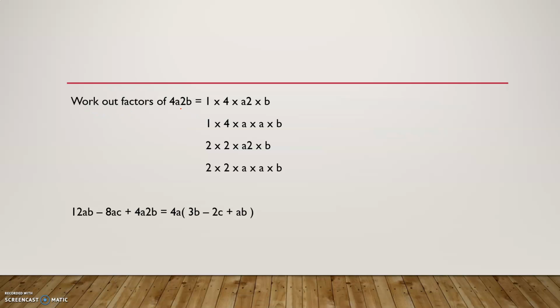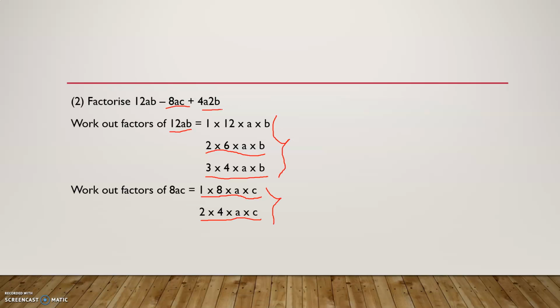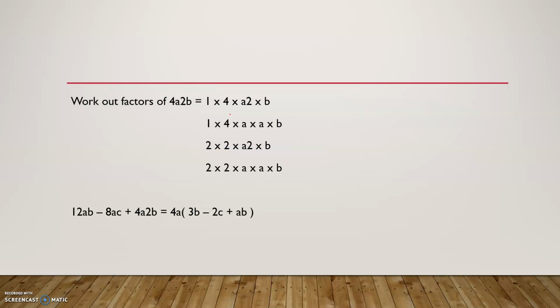Next, work out factors of 4a squared b, which is this term. We can write 1 times 4 times a squared times b. We can break this a squared down as 1 times 4 times a times a times b. Then we can write 2 times 2 times a squared times b. Again, we can break this a squared down: 2 times 2 times a times a times b.